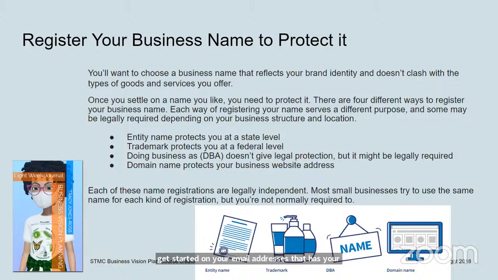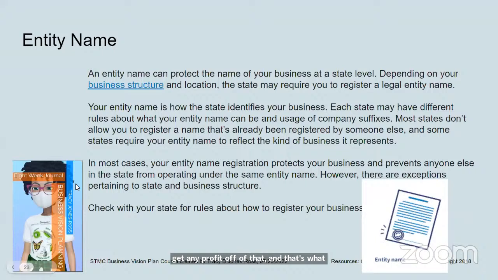get started on your email addresses that have your domain in them. So my email address for this business class is business vision planning at TracyJonesRoss.com. So I own that. No one else can own that. No one else can get any profit off of that. And that's what we want to do for your business too.